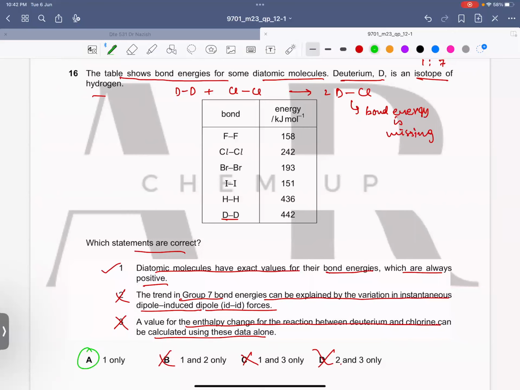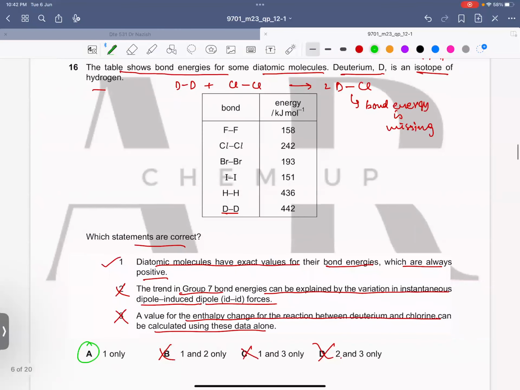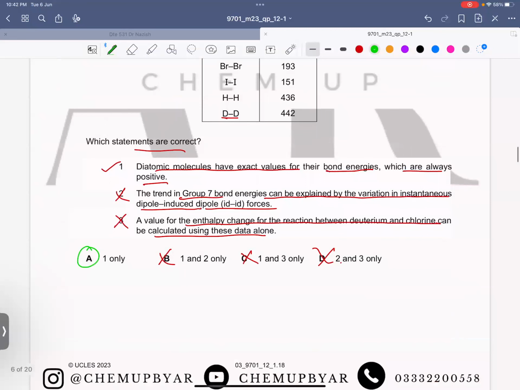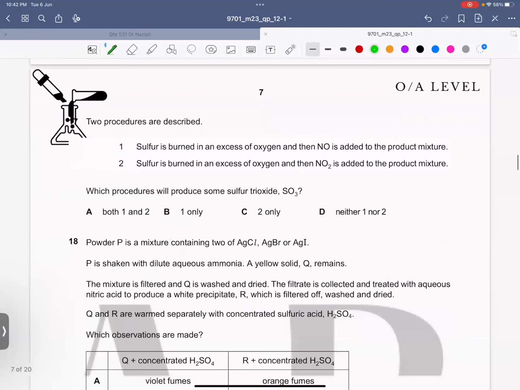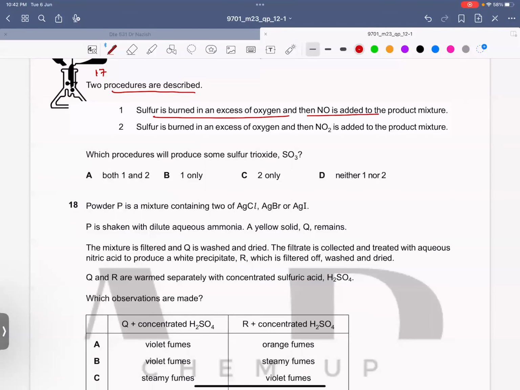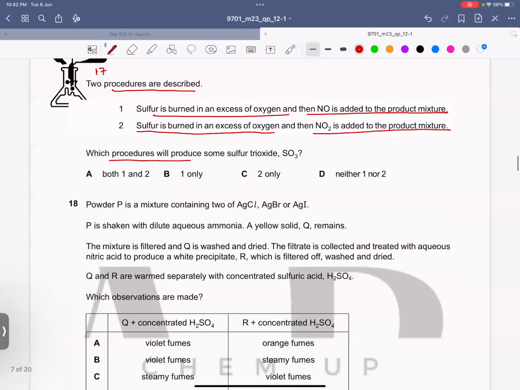Okay. Now, question number 6. Two procedures are described. Sulfur is burned in excess oxygen and then NO is added to the product mixture. Sulfur is burned in excess oxygen and then NO2 is added to the product mixture. Which procedure will produce some sulfur trioxide? So if you recall, this is the correct one.